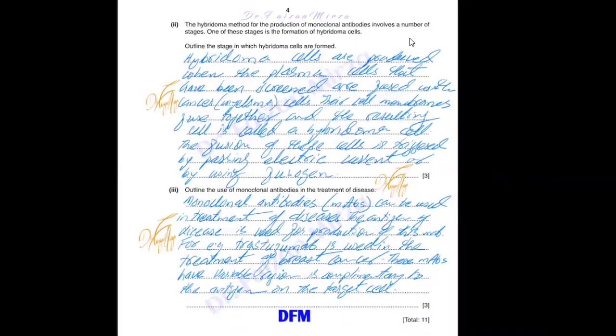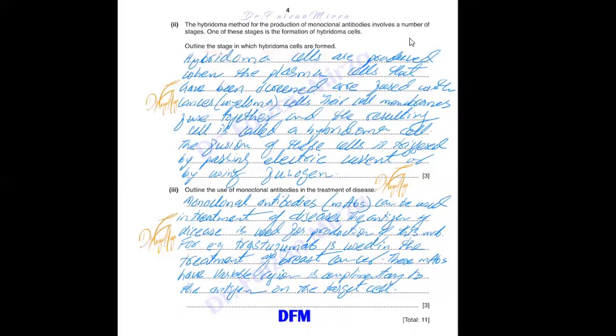The hybridoma cells produced for production of monoclonal antibodies involve a number of stages. One of these stages is formation of the hybridoma cell. Outline the stage in which hybridoma cells are formed. So you don't really need to explain the entire monoclonal antibody production procedure here. You basically need to just highlight the stage at which hybridoma cells are produced.